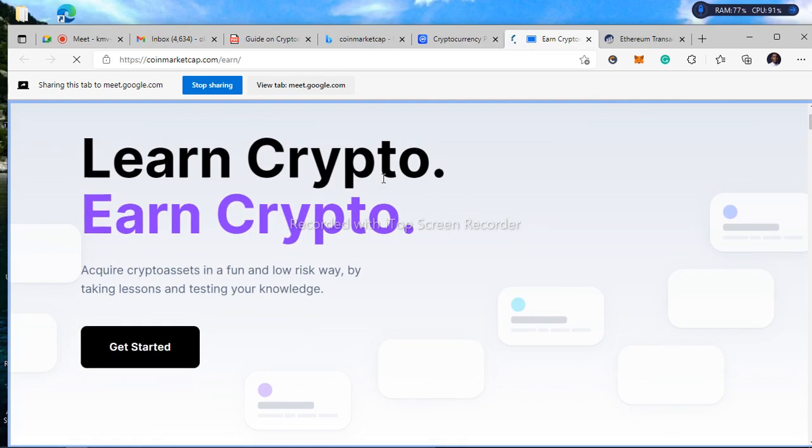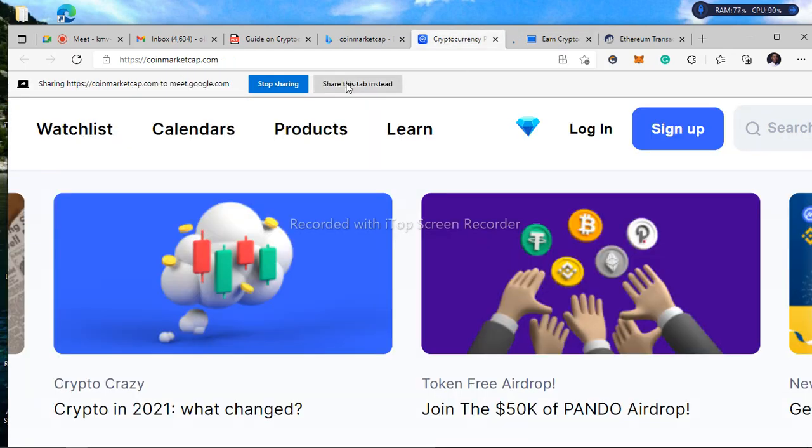So you can say learn crypto, earn crypto. So these are ways you can make money from cryptocurrency. You don't have to stick to one area or one way of making money from cryptocurrency. You can diversify your means of making money from cryptocurrency. You can also make money from these aspects.